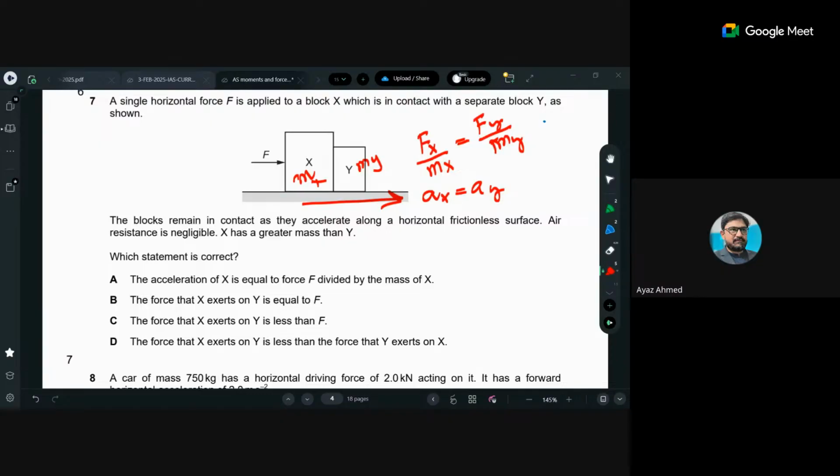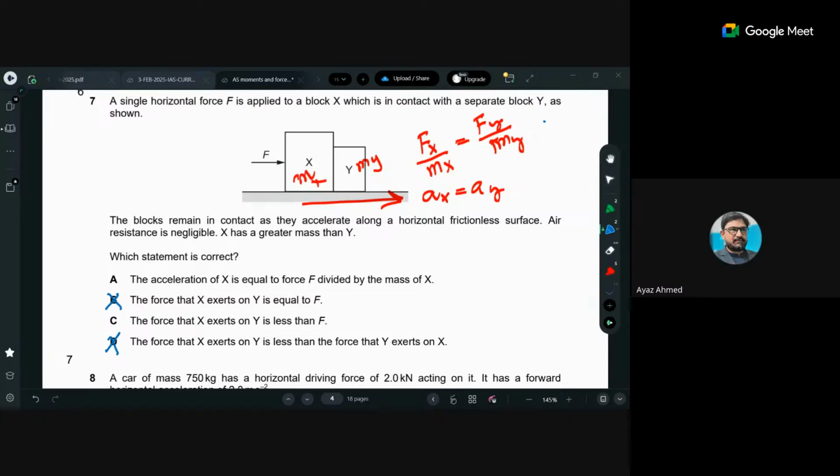Okay, let's first eliminate the wrong ones. If the force on x is equal to the force on y, they must have equal masses for their same acceleration. So that is why this is gone. Then the force x exerts on y is less than F. We have to think about that also. The force that x exerts on y is less than the force that y exerts on x. This is actually the game of action and reaction, so this is wrong.